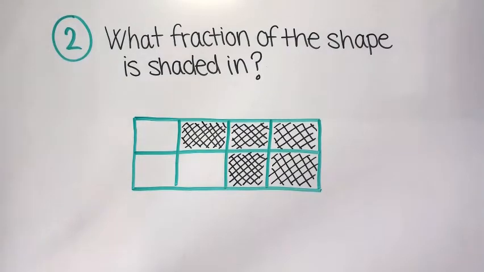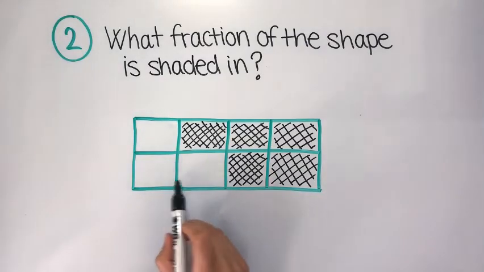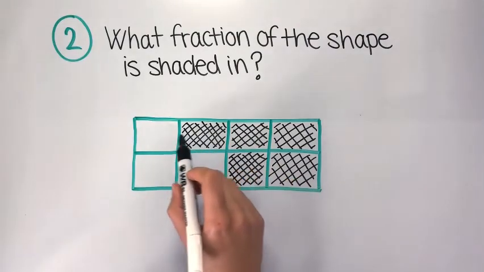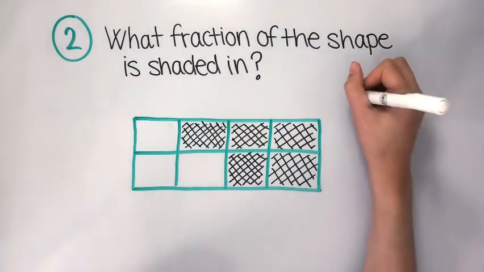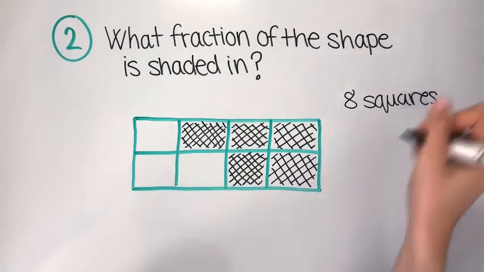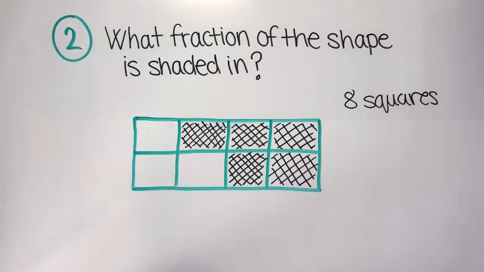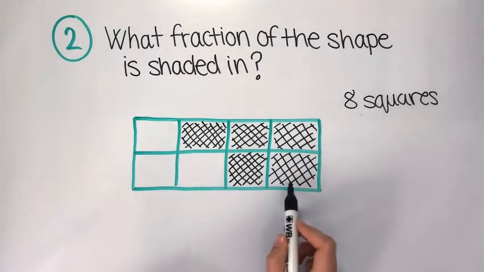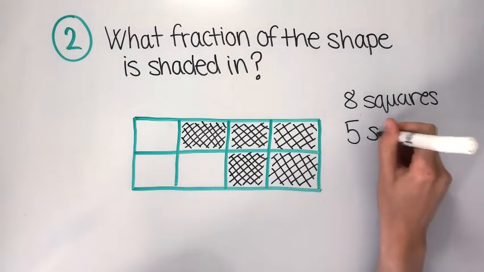Question 2. What fraction of the shape is shaded in? What we need to do first is to count how many squares there are in total. So we've got 1, 2, 3, 4, 5, 6, 7, 8. That's 8 squares. Now we're going to count how many are shaded in. We've got 1, 2, 3, 4, 5. 5 squares.